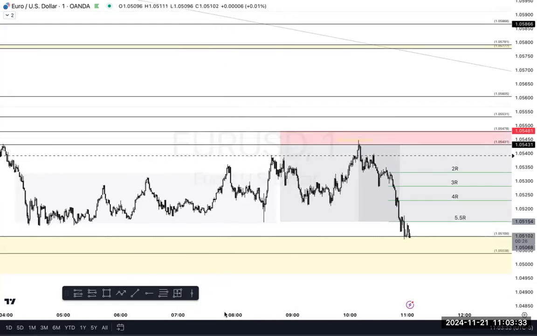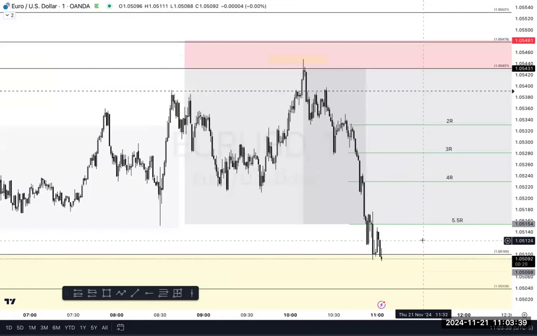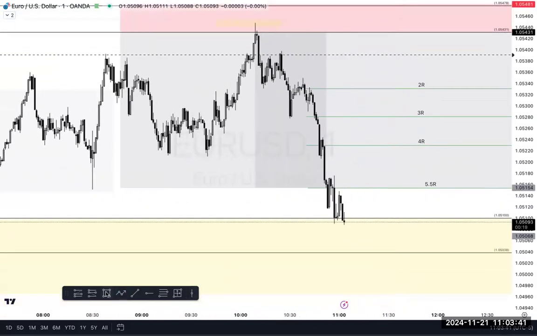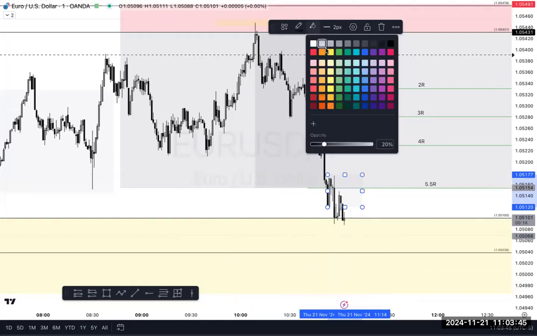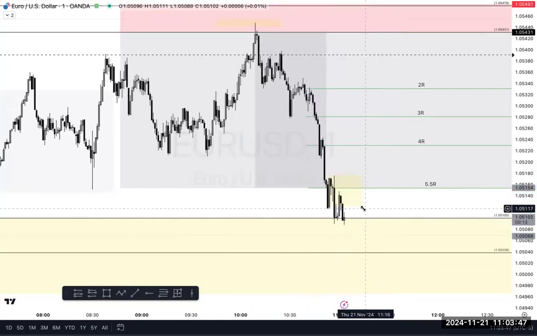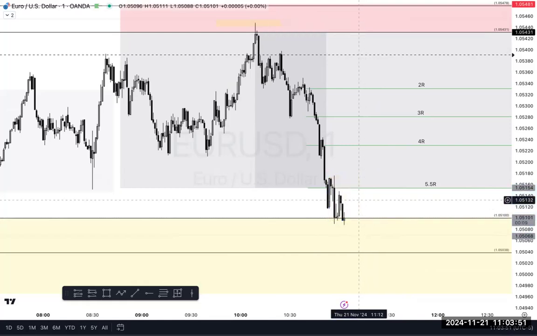Now this works on every pair, every time frame, but for some reason it works good for me on EURUSD. So that's why I've been focused on EURUSD. And I haven't even really been focused on trading many other pairs, because if I'm having the most success in this location, I might as well double down on it, right?